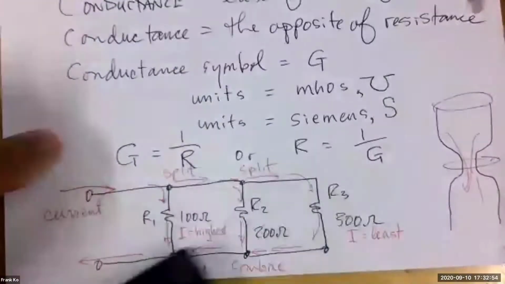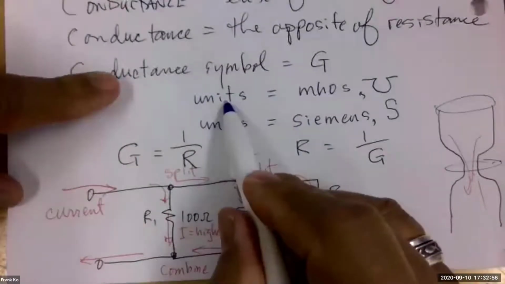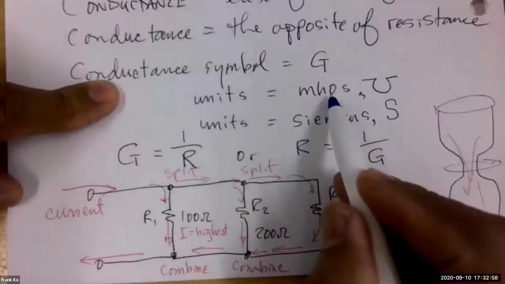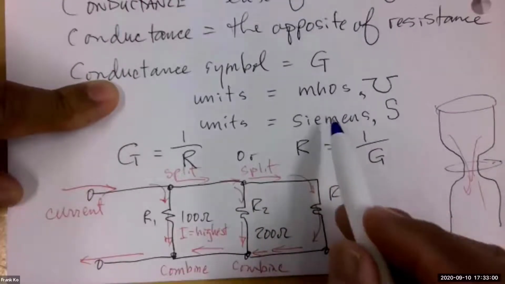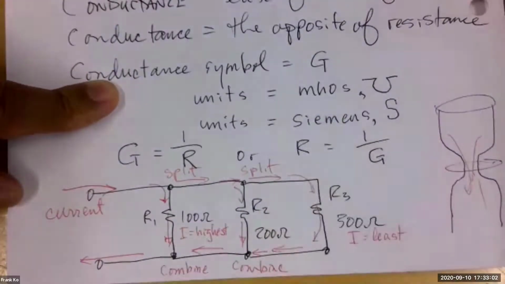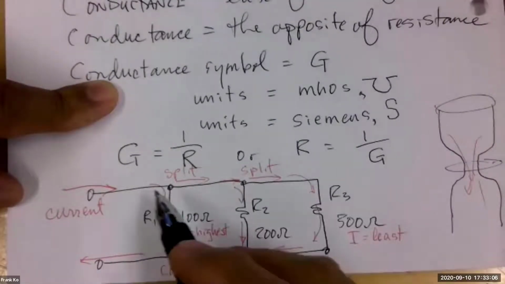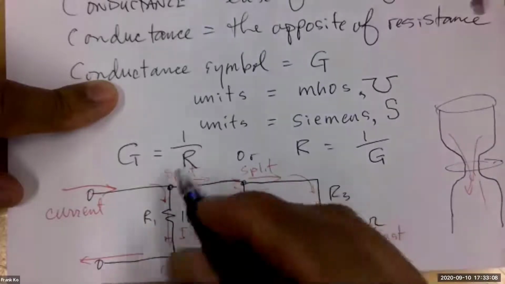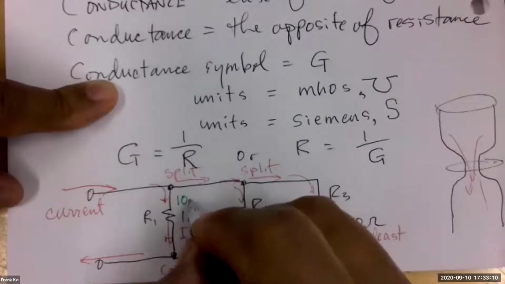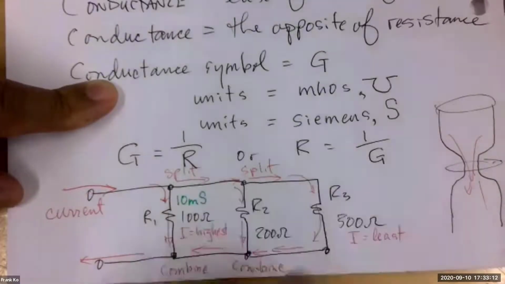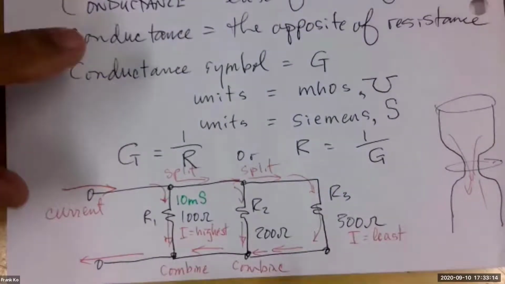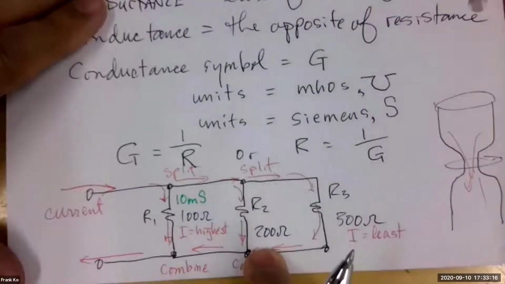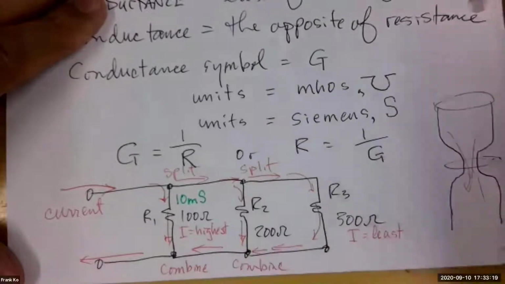And what are the units? What are the units of conductance? We can say Mohs or Siemens. Let's just go ahead and use Siemens. So what you've calculated right here, the reciprocal of 100, works out to be 10 milliSiemens. Using the same method, calculate the conductance for 200 ohms.